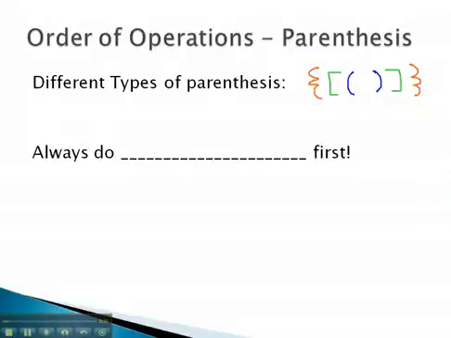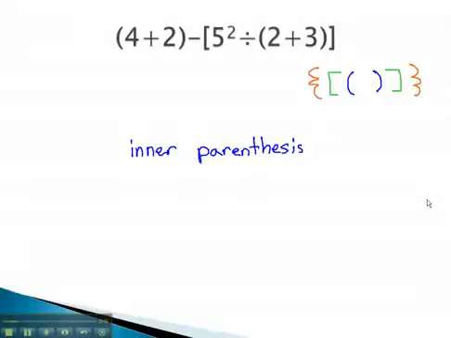While this can seem confusing, what we will remember is to always do the inner parentheses first. And then once those are simplified, we will continue simplifying the parentheses around those. Let's do an example where we can see several types of parentheses working together.